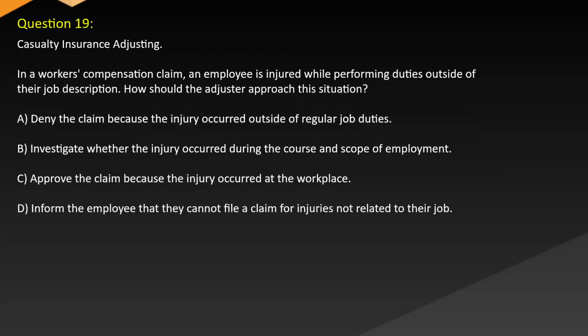Question 19. Casualty insurance adjusting. In a workers' compensation claim, an employee is injured while performing duties outside of their job description. How should the adjuster approach this situation? A. Deny the claim because the injury occurred outside of regular job duties. B. Investigate whether the injury occurred during the course and scope of employment. C. Approve the claim because the injury occurred at the workplace. D. Inform the employee that they cannot file a claim for injuries not related to their job.